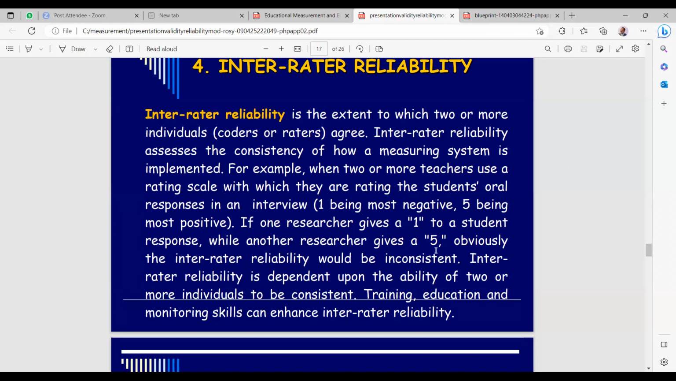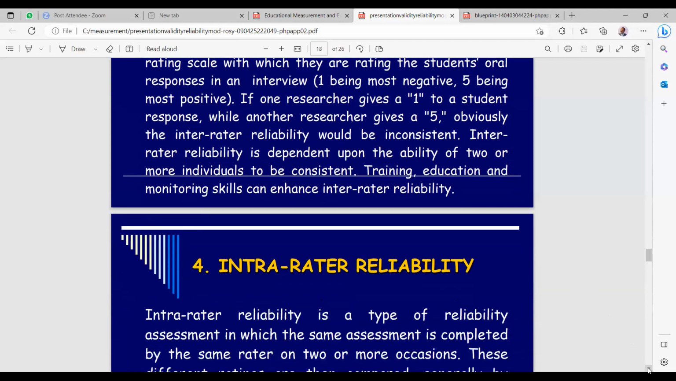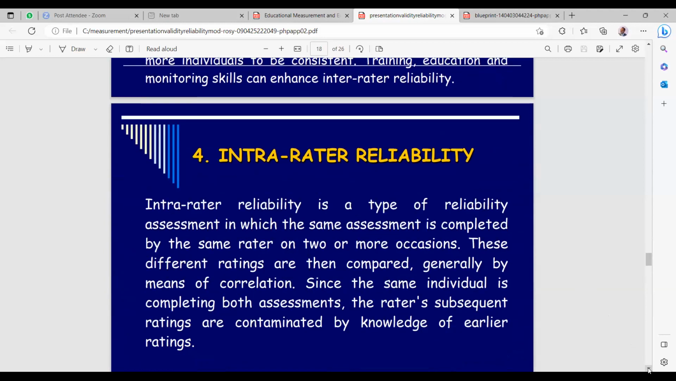So inter-rater reliability means, in other words, we give the same test set of papers to be marked by 2 different people, right? And compare the results. So if we have similar results, then we say the paper is reliable, right? But if we have big differences between the marks given by these 2 people, then that means the paper is not reliable.